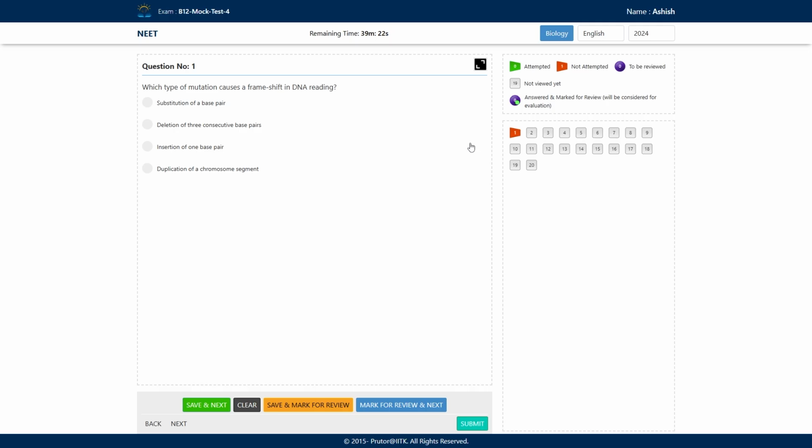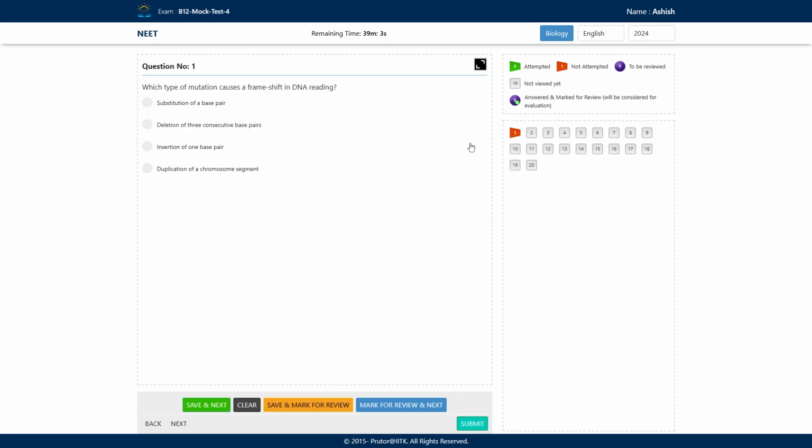So today we'll be discussing the mock test, okay? And we'll also discuss some practice questions related to these topics. So let's begin with this first question. Which type of mutation causes a frame shift in DNA reading?